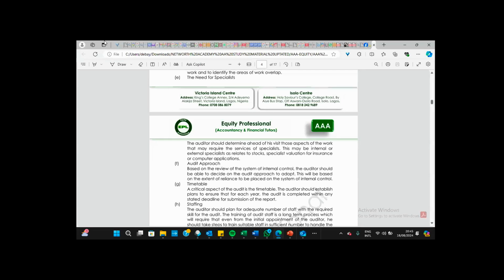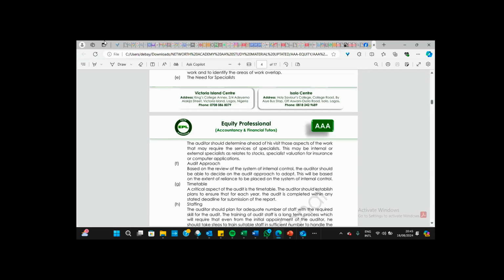Then also, in that audit plan memorandum, it will contain the audit approach. So the audit approach, like I said, is based on the preliminary audit assessment. The auditor will be able to ascertain what type of method we want to use. That's what we are going to talk about in this chapter. We'll soon be going there now. What type of strategy do we want to apply?